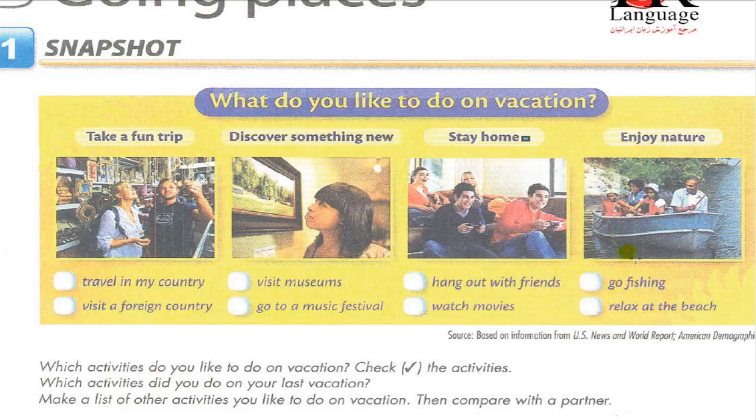Go fishing. You can go fishing or relax at the beach. You can travel to Alexandria and relax at the beach. You can travel to Hurghada or Sharm el-Sheikh. Which activities do you like to do on vacation? Check through the activities. I like to visit museums. I like to go to music festivals. I like to go fishing.